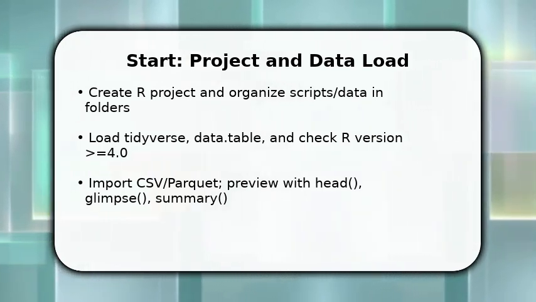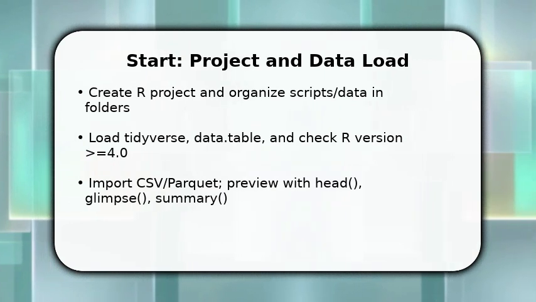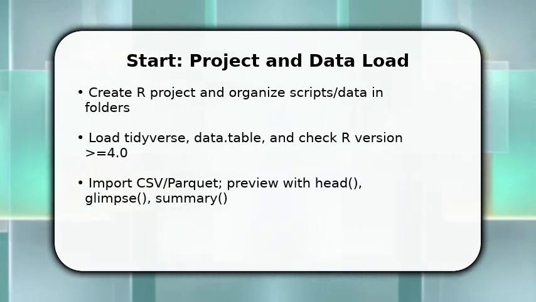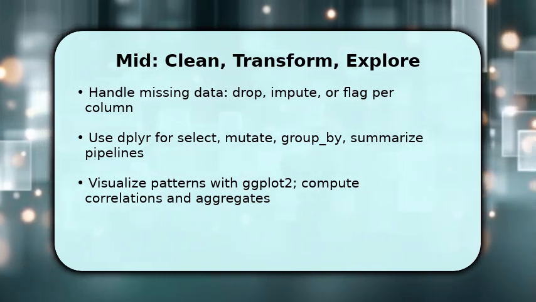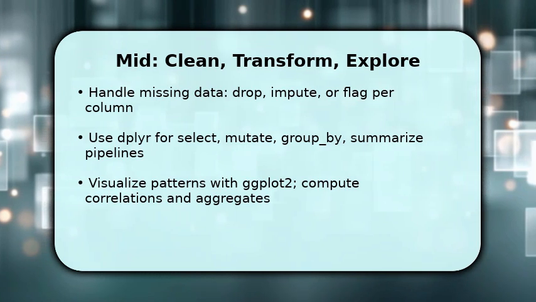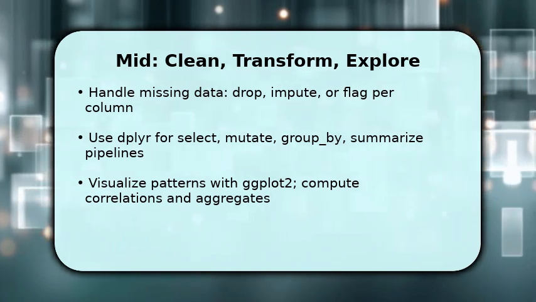Now you clean and transform. Convert types, handle NAs with clear rules, and create reproducible mutate steps. Use dplyr pipelines to chain select, filter, mutate, group_by, and summarize so each line documents a single logical change.